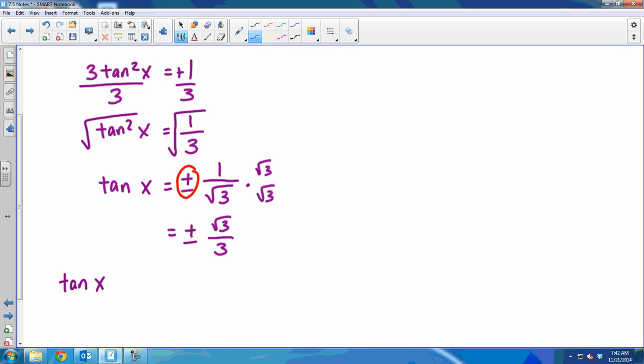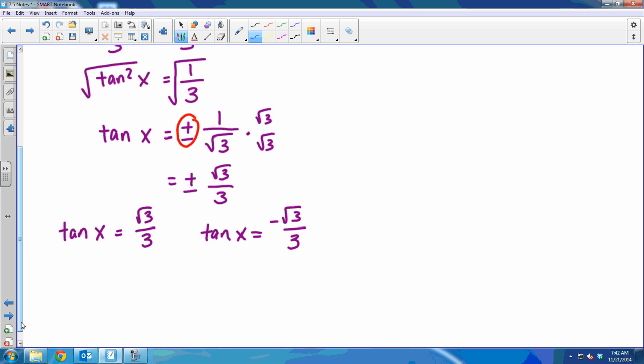Tangent x equals the square root of 3 over 3, and tangent x equals the negative square root of 3 over 3. And so again, you're looking at our unit circle. We wrote those down in the unit circle the last time we talked about tangent, when we did double angle identities, that kind of thing. So for positive square root of 3 over 3, x equals pi over 6 and 7 pi over 6. And then for negative square root of 3 over 3, x equals 5 pi over 6 and 11 pi over 6.